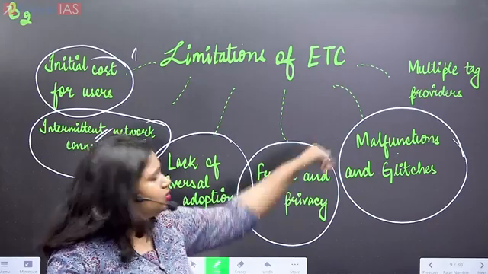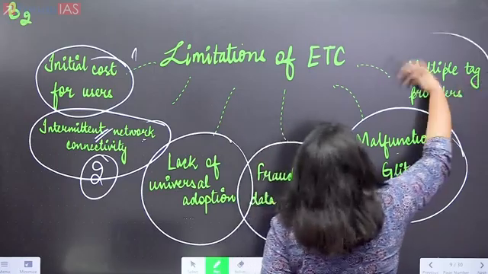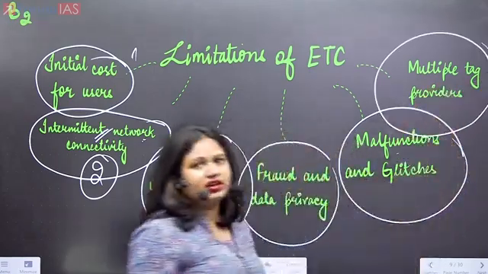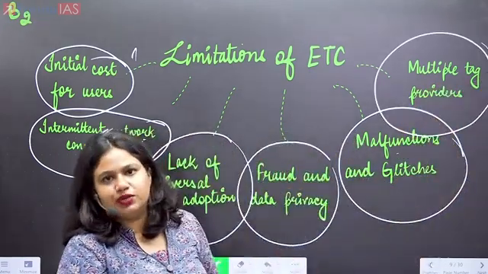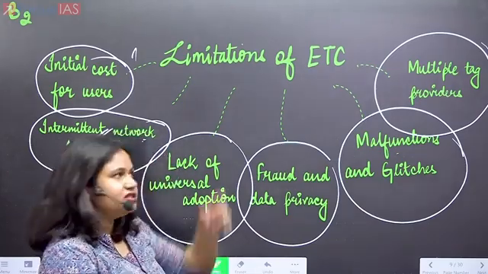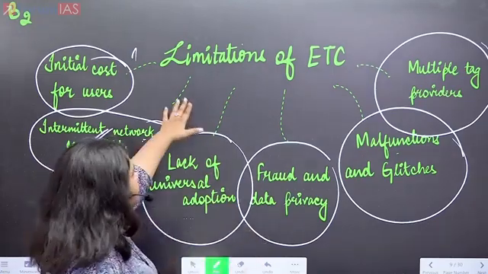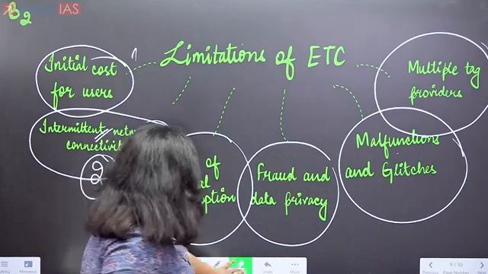Then you also have multiple tag providers, meaning that if you have too many tags and too many RFID systems, they may not operate with each other, right? There may be clashes. So what could be required of the driver is that they have multiple tags, which is going to be another problem. Fair? So these are the limitations of electronic toll collection.